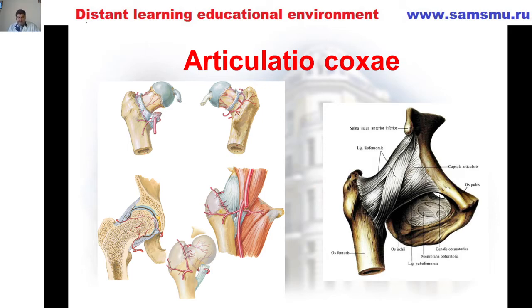A fibrocartilaginous ring, labrum acetabuli, is attached to the whole rim of the acetabulum and makes the cavity deeper, so that its depth is more than half of a spheroid. The fibrocartilaginous rim bridges the acetabular notch and forms the transverse ligament of the acetabulum, ligamentum transversum acetabuli.